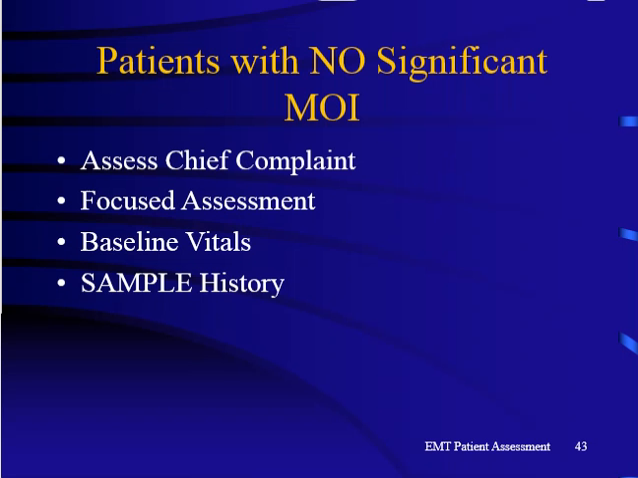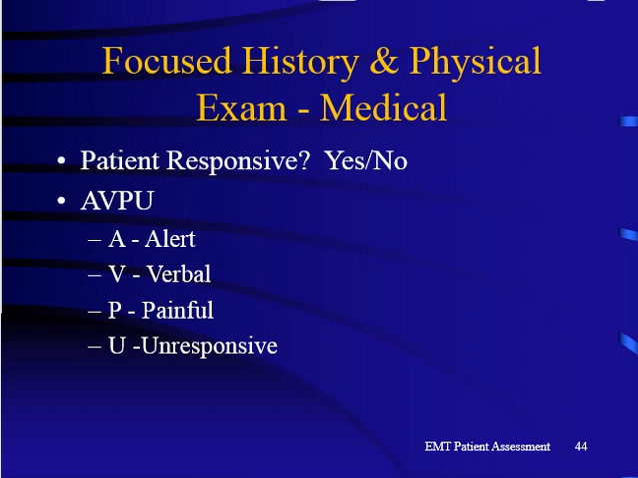Patients with no significant mechanism of injury. So these are going to be a little bit different. You're still going to do kind of the details and stuff with them, but you'll assess their chief complaint first, and then you'll do a focus assessment on them. You'll get some baseline vitals, and then we're going to use our SAMPLE history on them. So pretty much you're going to do chief complaint is, I'm sick, I've been nauseated. Okay, we're going to focus, look at them.